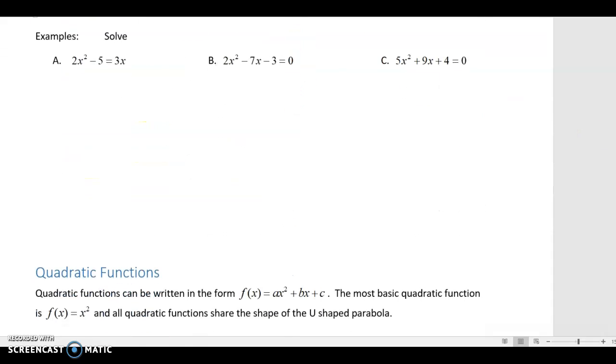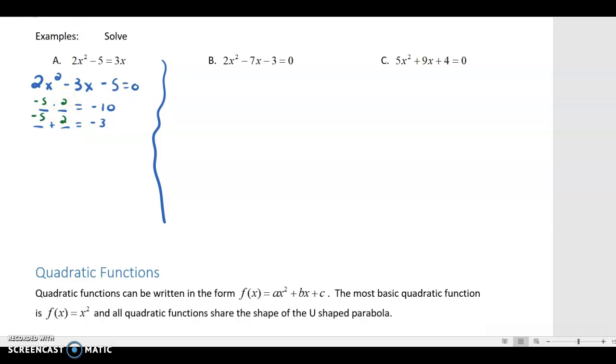Here we go. So the first one we're going to try and solve, A, is 2x squared minus 5 equals 3x. And as I said, the first thing you want to do is make sure you get everything on one side. So 2x squared minus 3x minus 5 equals 0. So we can try factoring this thing. If it factors, it'll be two things that multiply together to give me negative 10 and add up to be negative 3. And in this case, I believe that could be negative 5 and positive 2.